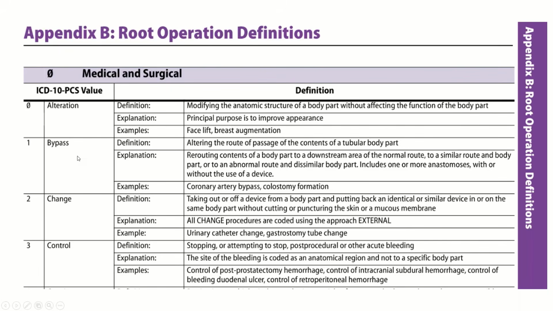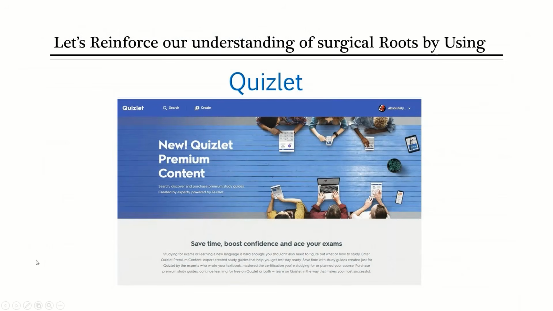We know that if a bypass took place, the doctor was trying to alter the route of the passage of the contents of a tubular body part. In most cases, when you have bypass, like arterial bypass procedures, there you go, gastric bypass, there you go. Now, not all, but unlike CPT, the term doesn't always describe what's being done. Just want to tell you that. So that's why it's important for you to study the root operations and their definitions, and you can do that using your Quizlet feature.